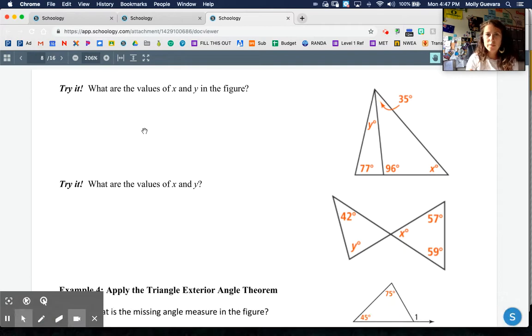Okay, so again, I want to know what are the values of x and y, right? So I see automatically this triangle right here.